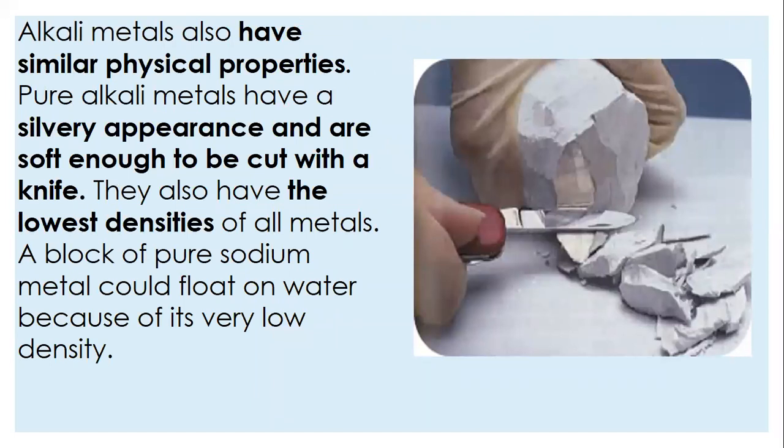Alkali metals also have some similar properties. They are shiny, but they are so soft that you can cut them with a knife. And they have the lowest density among all metals.